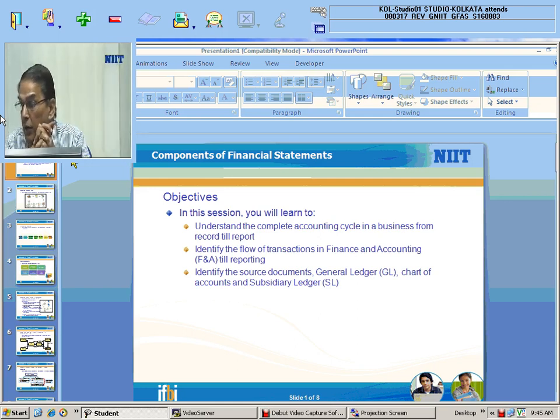Number one, we will try to understand the flow of transactions in finance and accounting till reporting, and the source documents. We will talk about source documents, GL, chart of accounts, and subsidiary ledger.